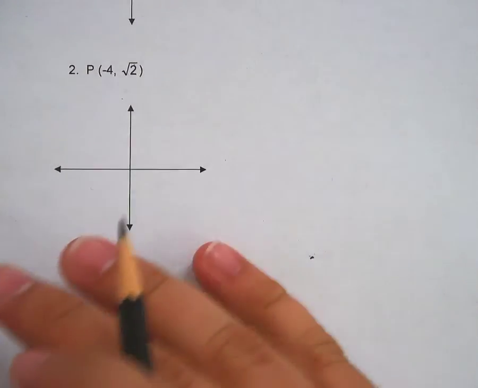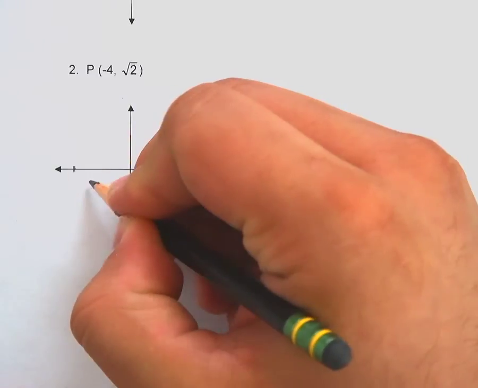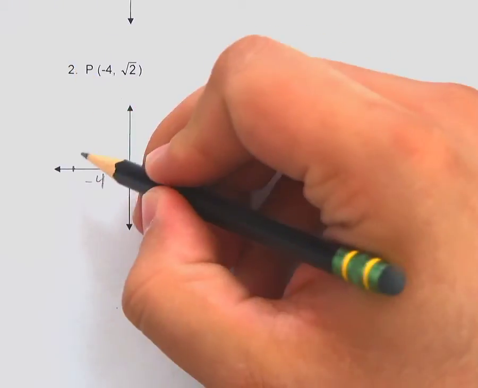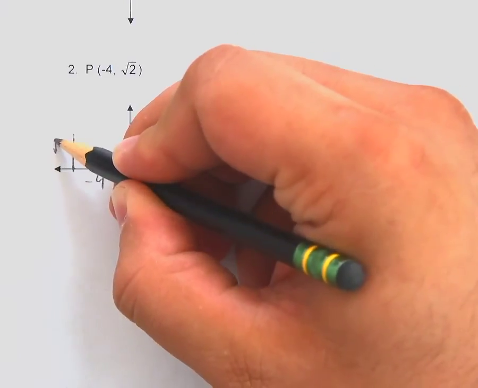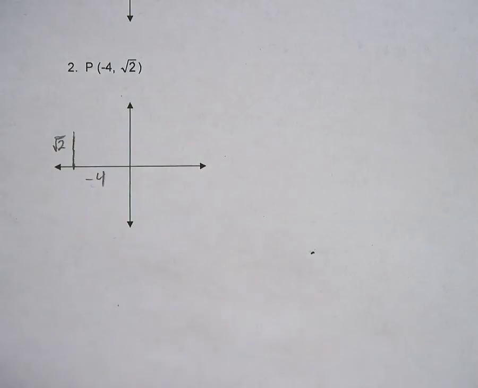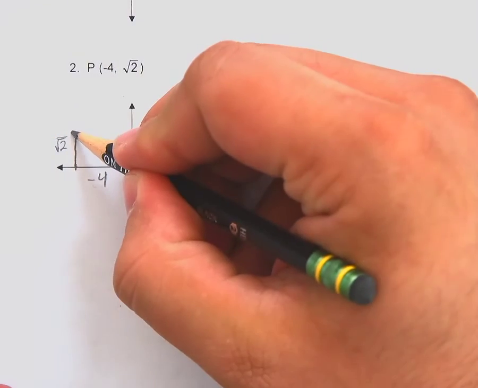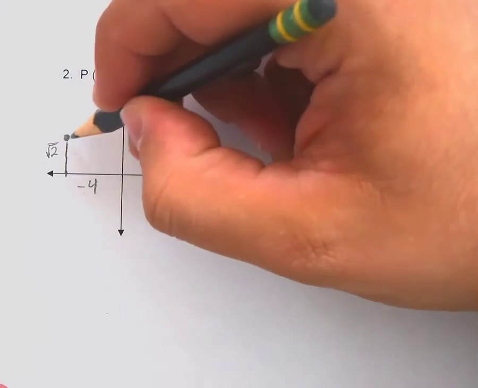All right, let's try 2. 2 says -4 comma the square root of 2. Well, here's -4. And then you're going up the square root of 2. Now, I don't know how big the square root of 2 is on this graph, so I'm just going to put it in a positive direction. Technically, the square root of 2 is like 1.4 something, I think. But, nah, who cares? It's positive, that's all that matters, and it's just a drawing.